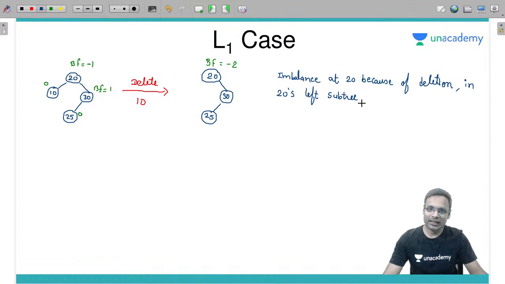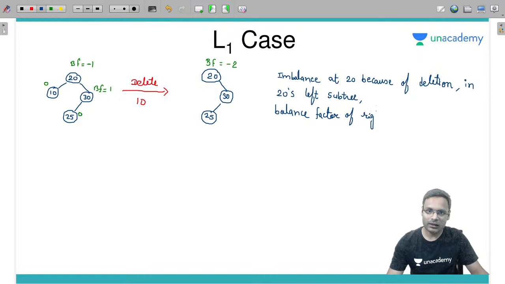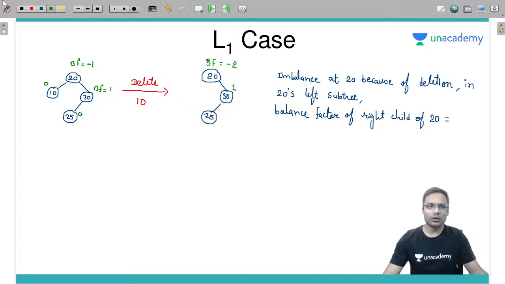अगर 20 के लेफ्ट सबट्री में डिलीशन हुआ है, then we need to check out the balance factor of the right child of 20. Balance factor of right child of 20 कितना हो जाएगा? Right child of 20 is 30. यहाँ पे balance factor आएगा 1. So the case is L1, left deletion L1.